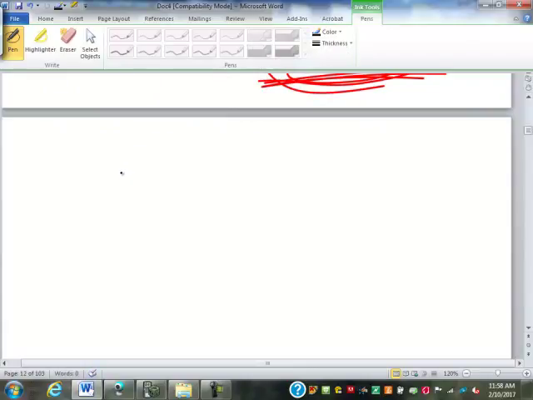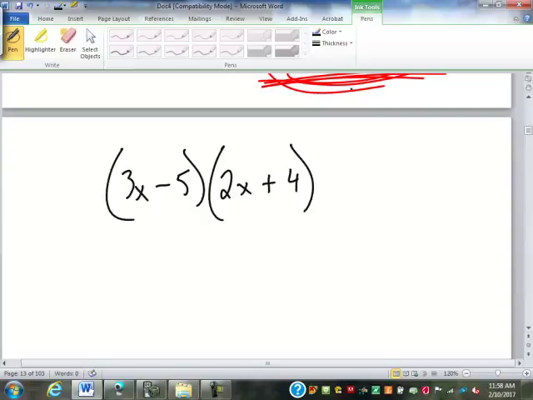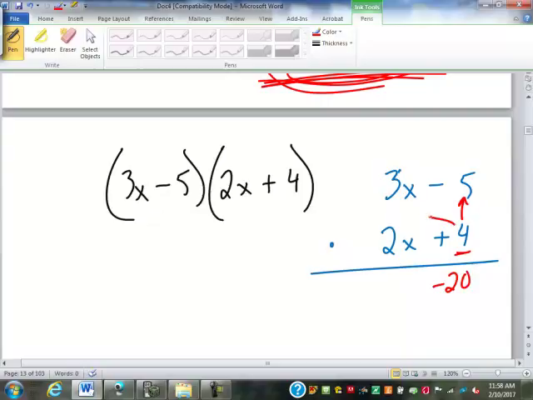What if we have 3x minus 5 times 2x plus 4? Now again, I'm going to show you a way that's different than what you've seen. The real way, the long way to multiply this out is just like multiplying out any other number. We put the two numbers one above each other. We start out with the last digit of the bottom number. 4 times negative 5 is negative 20. 4 times 3x is 12x. So we've multiplied everything in the top number by the 4.